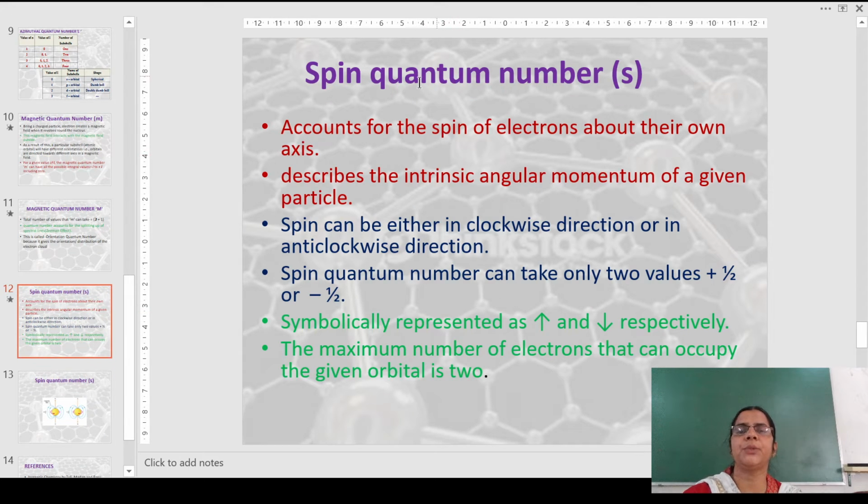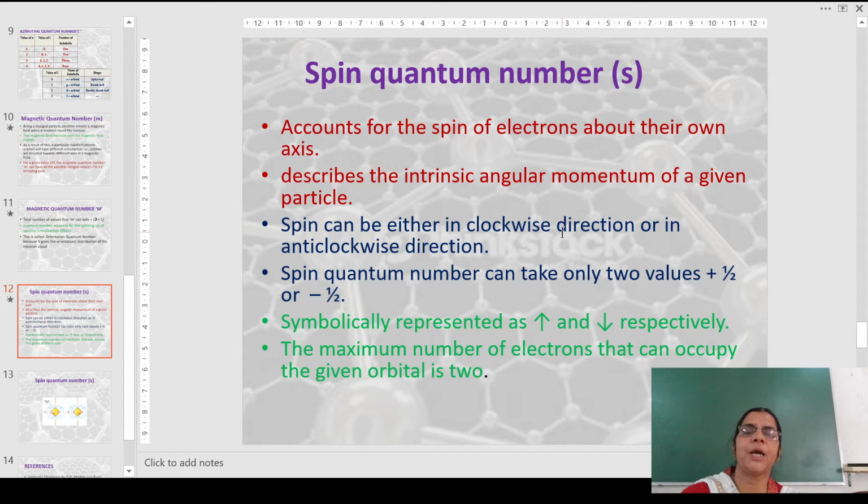Now coming to the last quantum number, this is the spin quantum number. It accounts for the spin of the electrons about their own axis. We all know that every subatomic particle is spinning on its own axis, as well as it is also revolving around the nuclei, etc. Isn't it? Now this quantum number is going to describe the intrinsic angular momentum of a given particle.